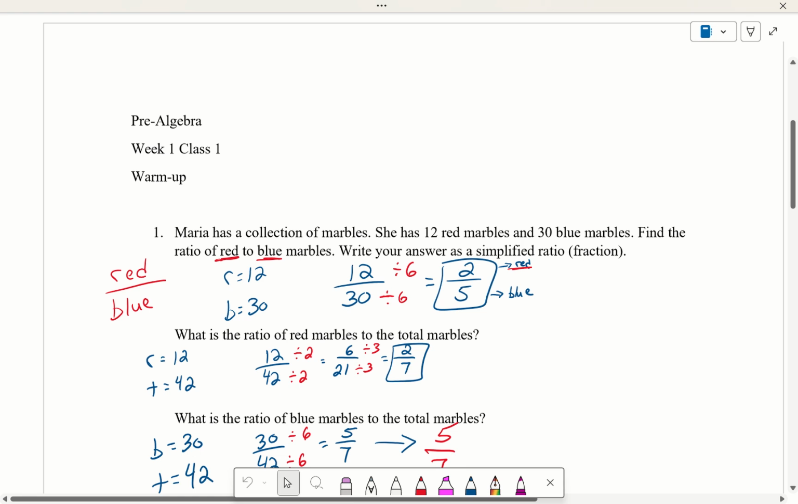Hopefully you've had a chance to work the warm-up. Mine says week 1, class 1, but yours says week 1, class 2. It's the same document. We're going to go through these answers first, then we're going to talk about the notes for today. So let's dive right in.